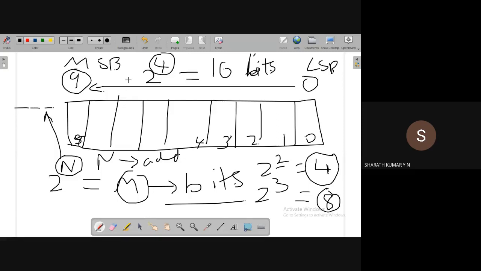It's very simple, you know. I think you guys have come across this in your basic electronics also. This is a very simple concept. That means the more the number of bits in a register, the more the number of address bits required to identify the locations. Okay, fine.